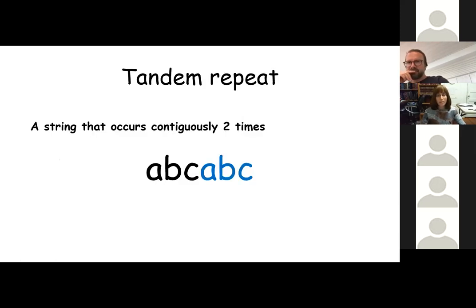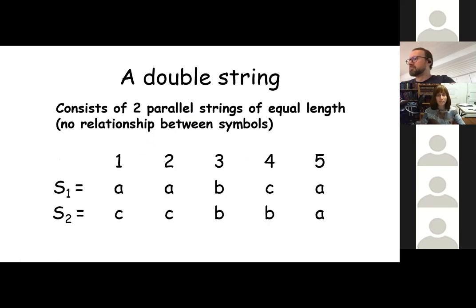So again, a tandem repeat, we all know, is a string that occurs contiguously 2 times. Has to be one right near the other and has to be identical for this work. So here we have ABC, and right following it we have again ABC. What's a double string? A double string is simply 2 parallel strings of the same length. So you might be thinking, oh, like a double helix.